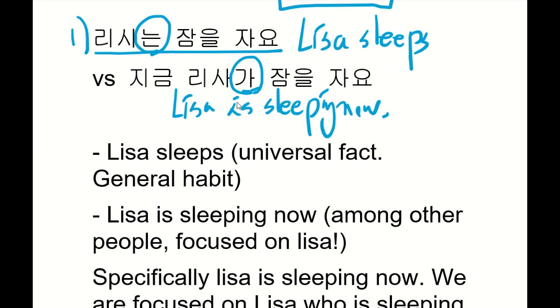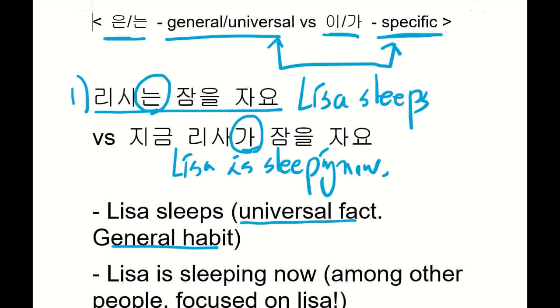So when it's about a universal fact or general habit, we use 은는, the topic marking particle, then it's just Lisa sleeps, like her habit, or that's what she does every night. But when we use 이가, we are not really interested in what she does habitually or in general, but it's about now, specifically the Lisa who is sleeping now.